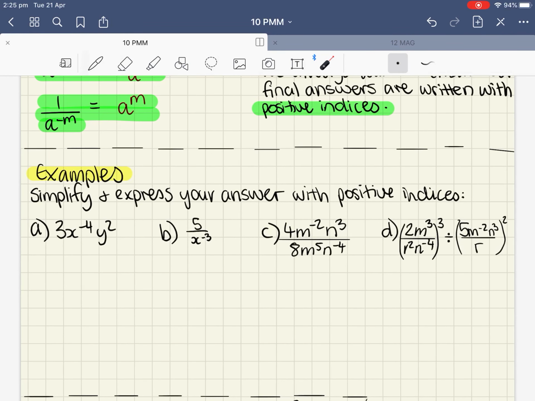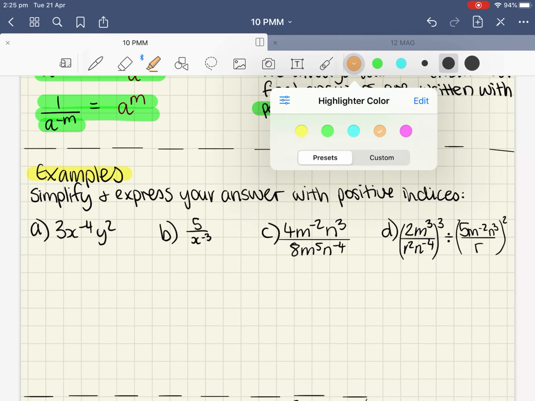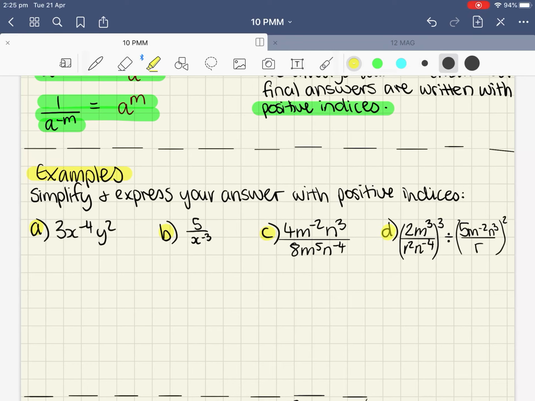So let's get stuck into some examples. So I've got 4 examples for us today. All right, they're in increasing level of difficulty. We've got A, B, C, D. Again, if you want to have a crack at these, please feel free to. If you think, yep, I've got this, absolutely jump in and have a go. We're going to incorporate the index laws that we learnt from last lesson, as well as our negative index law this lesson, in order to simplify these expressions. So let's get to it.